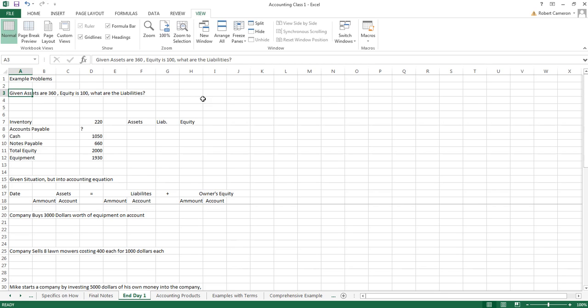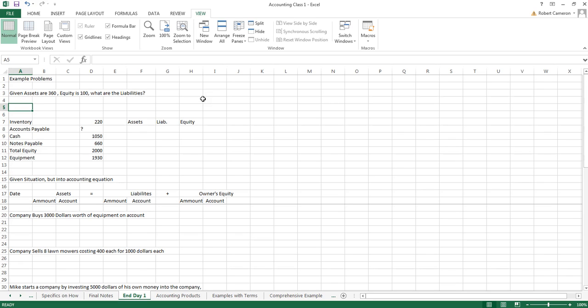So, given assets are 360, equity is 100, what are the liabilities? Well, this is just the simple accounting equation. Oh, by the way, I encourage you to pause the video whenever I ask a question. Try and do it yourself, and then see if you come up with the right answer. So, I'll just let you do that. Okay, so you should be back. Hopefully you have a proposed answer.